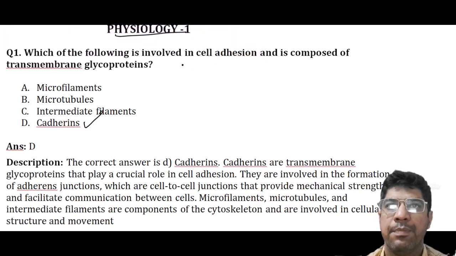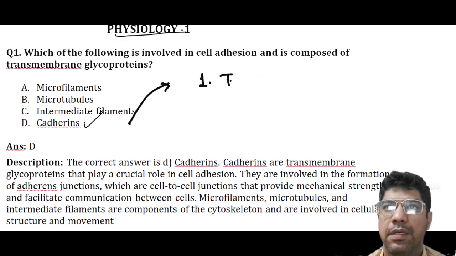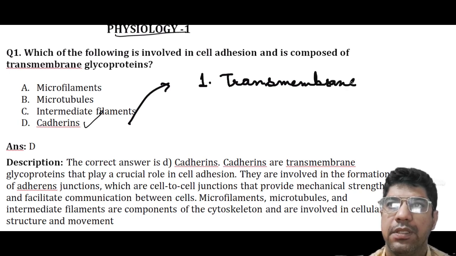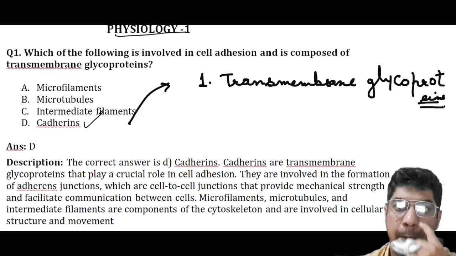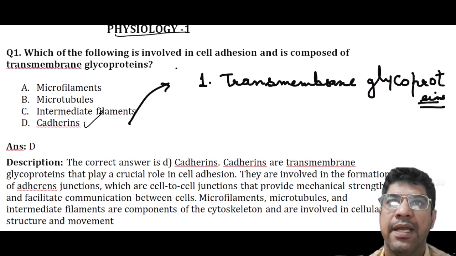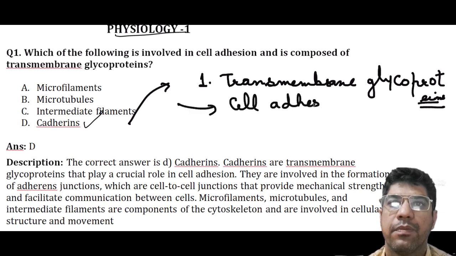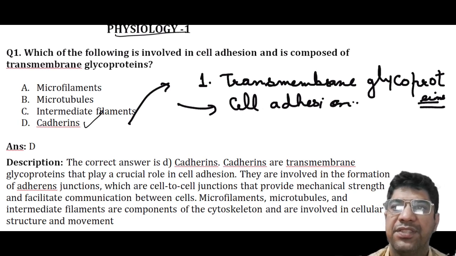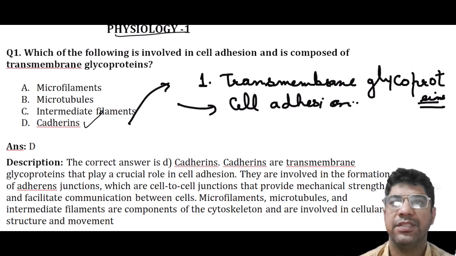Remember these cadherins, they are, number one, transmembrane glycoproteins. So what are cadherins? These are glycoproteins that play a crucial role in cell adhesion. They are involved in formation of adherens junctions, which are cell-to-cell junctions that provide mechanical strength and facilitate the communication between the cells.